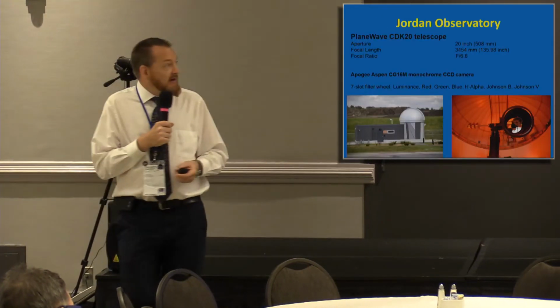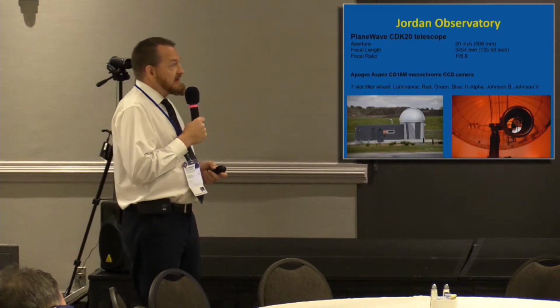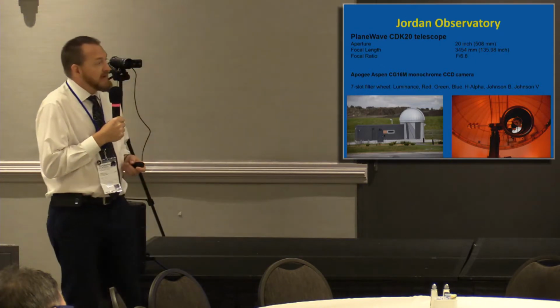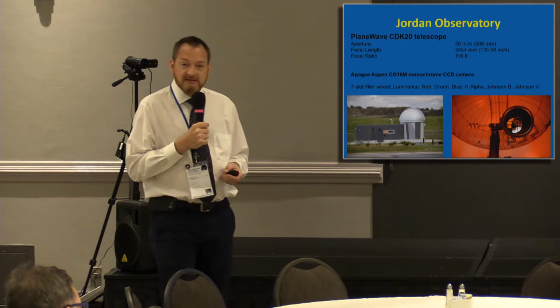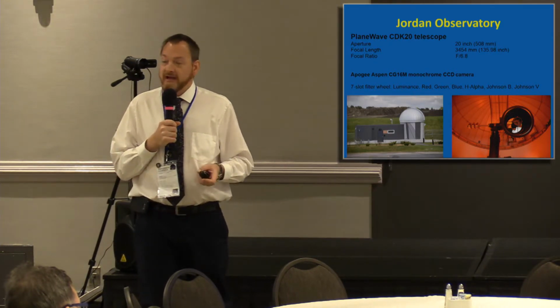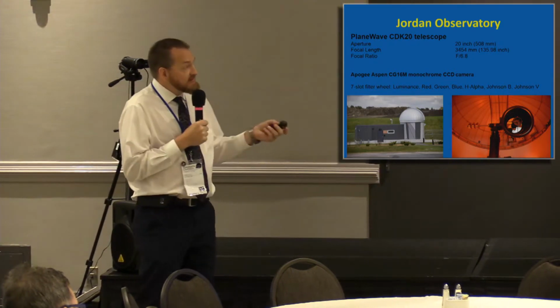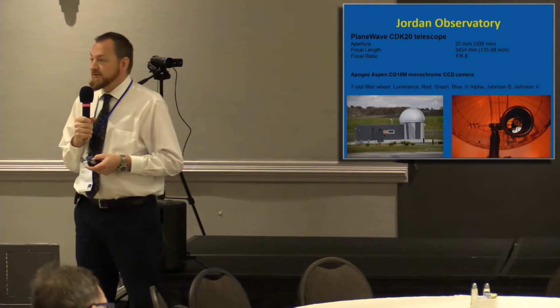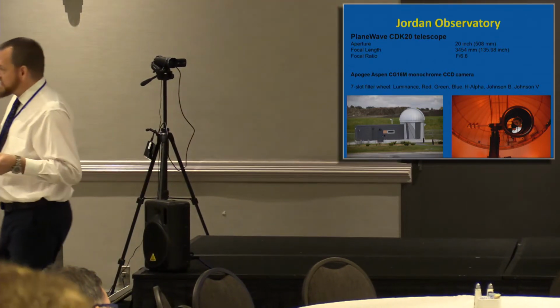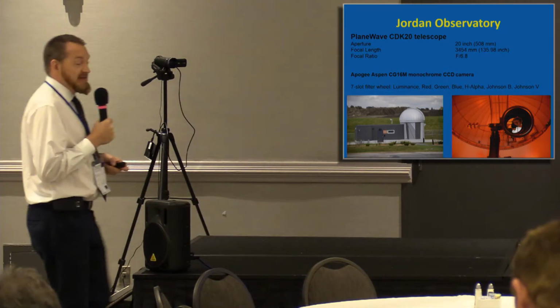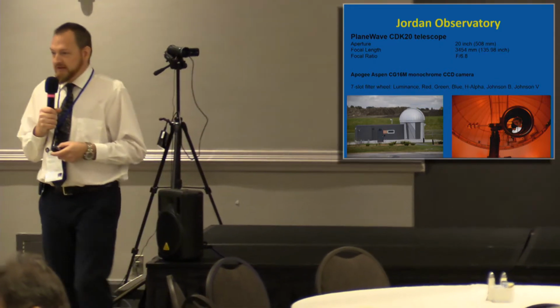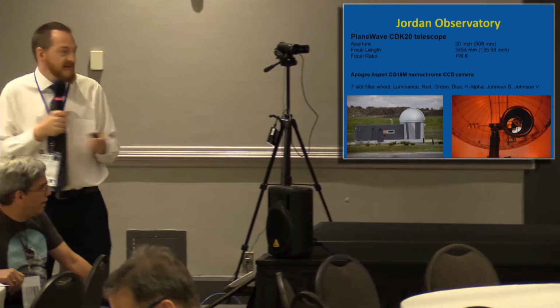We have two observatories, actually. One, the Jordan Observatory, which was installed when we built the building, has a 20-inch PlaneWave telescope that's used by undergraduate and graduate students for research. We've also even had some high school students do some research on this. And Scott Mitchell, the graduate student who is here with me, actually automated this so that it can be operated completely remotely, which is really great, especially in some of the Maine winters.